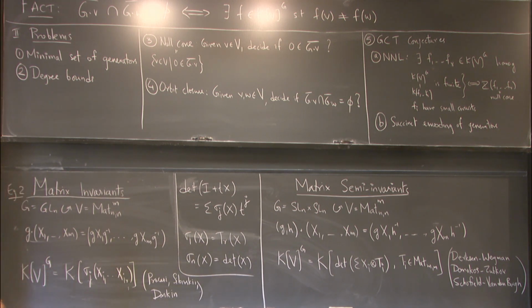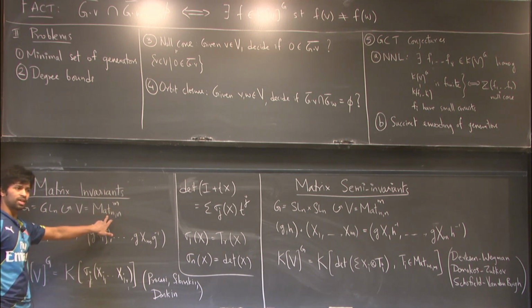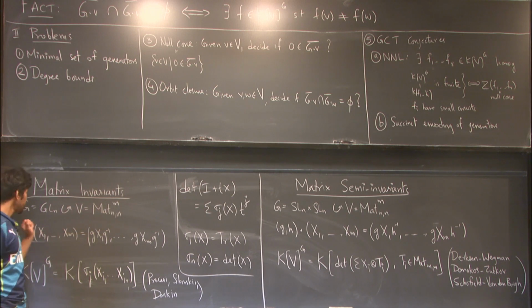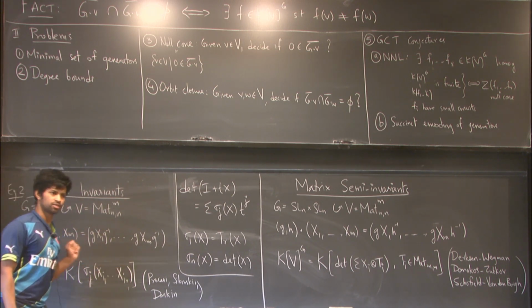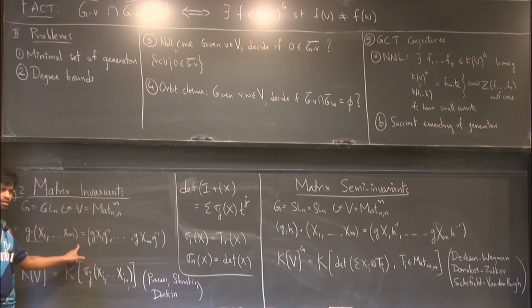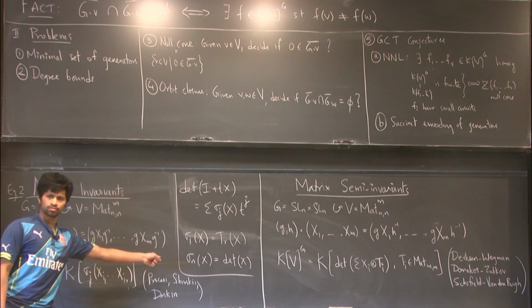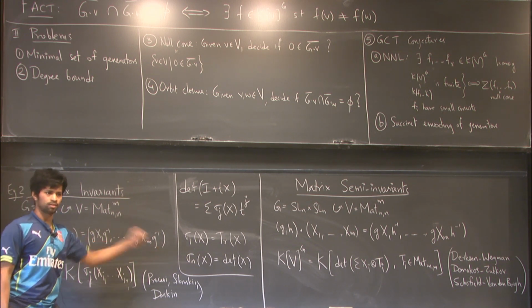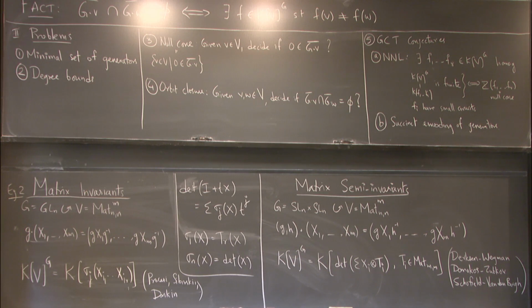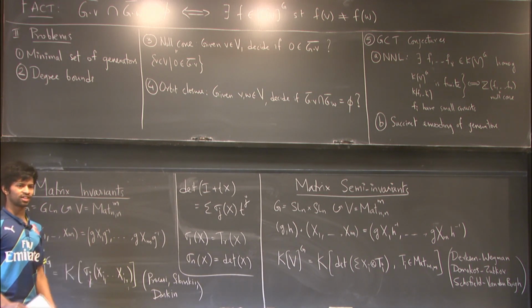It's called matrix invariants. This was studied way back in the 60s and the 70s already, and there was reason to study them from the point of view of polynomial identities and so on. Here the group is GL_n, and it's acting on m-tuples of n by n matrices. The way it acts is it conjugates every matrix. It takes an m-tuple of matrices, and given a group element, it conjugates each matrix. Is that clear? Okay.